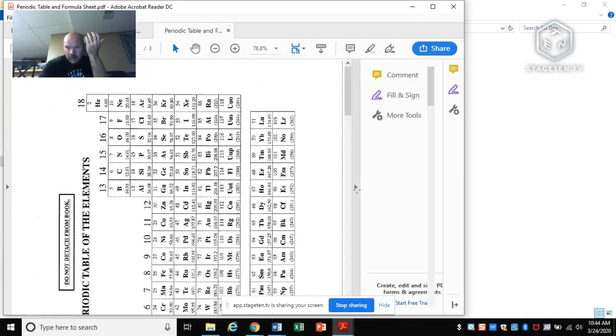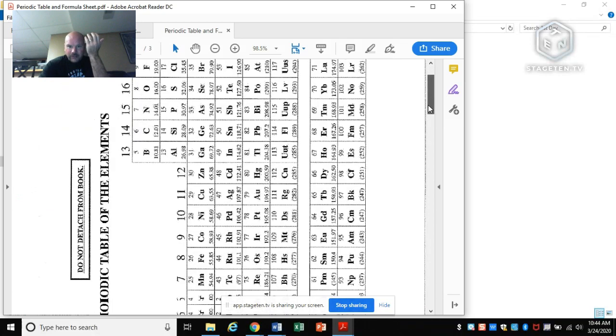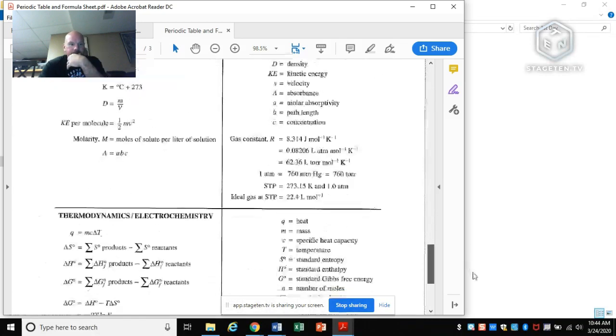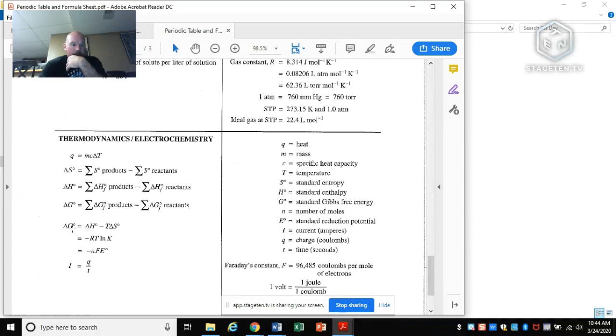All the delta G equations are on there. If you look at thermo, you've got delta G, products minus reactants. You've got delta G equals delta H minus T delta S. You've got delta G equals negative RT natural log of K. And you've got delta G equals negative nF cell potential, right? So you've got the ones that you need. But again, you don't get the Nernst equation.